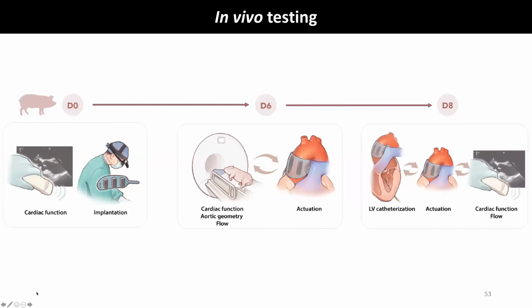We did a study in vivo in a porcine model where we put this sleeve around the aorta. We measured cardiac function and implanted the device at day 0. And then day 6, we used MRI to measure cardiac function and aortic geometry. And at day 8, we did a catheterization where we could measure the pressure volume loops. And we did echo to monitor cardiac function and flow.